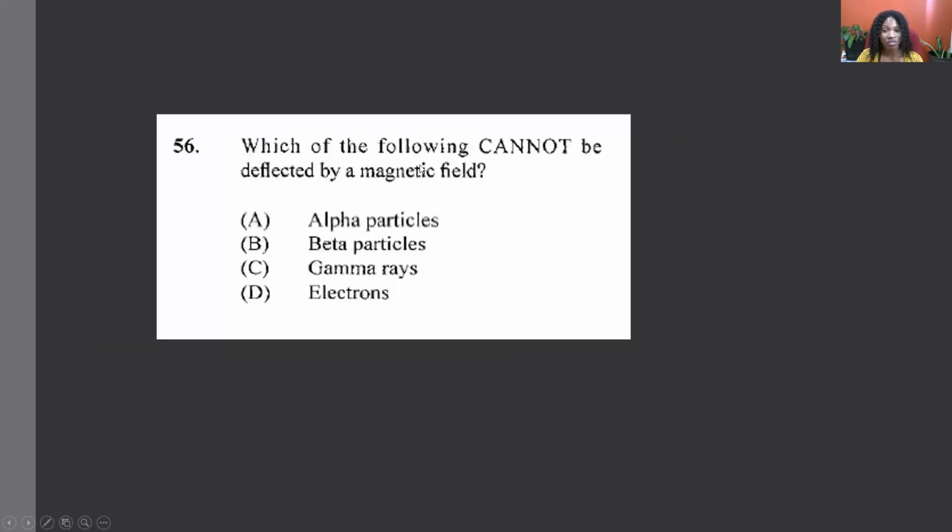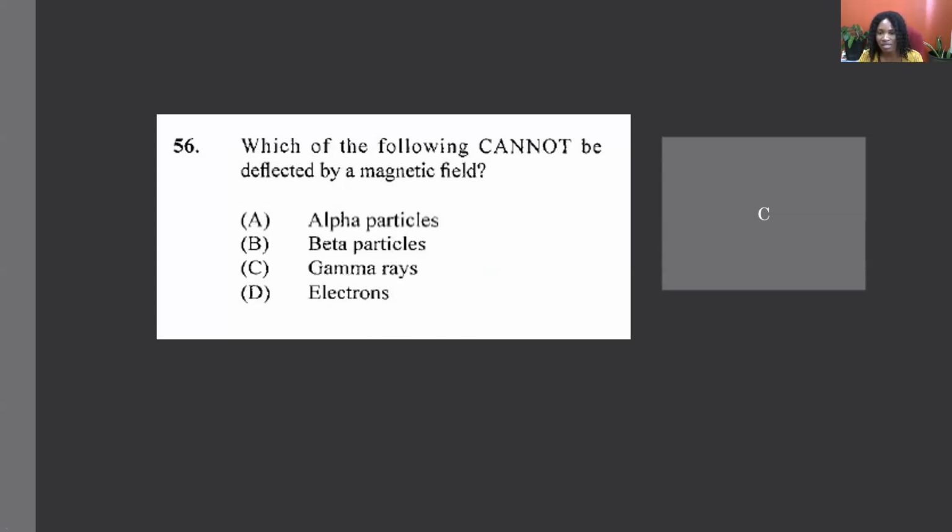All right, which of the following cannot be deflected by a magnetic field? Now we would have examined all the different types of radiation in the table before, and so we realized that the answer is C, gamma rays. Remember that gamma cannot be deflected unless we have a very thick piece of lead.